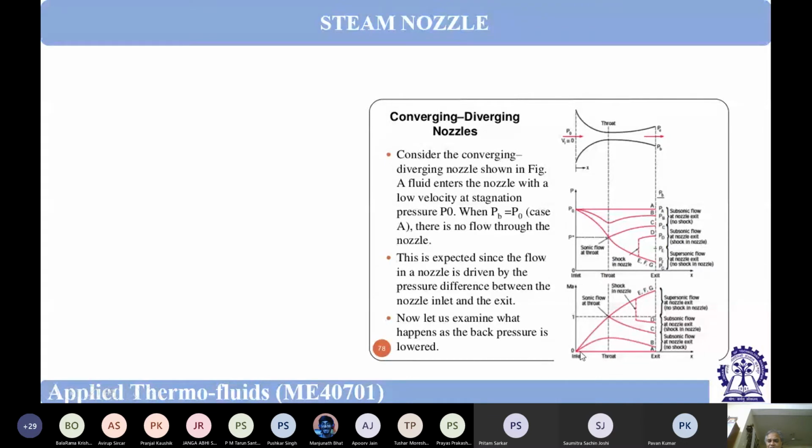And this is a supplementary diagram. Along with this, it shows how the Mach number changes as we go on changing the back pressure. Okay.